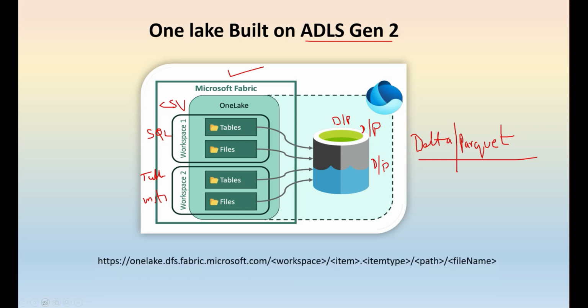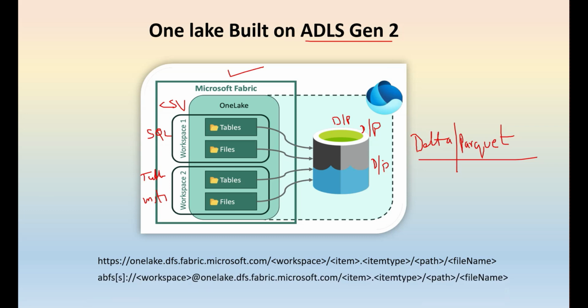If you want to understand how to consume this data from any code or any application, this is the format you need to use: OneLake, DFS, Fabric, Microsoft.com, and here you need to give the workspace name, and then the path and file name.